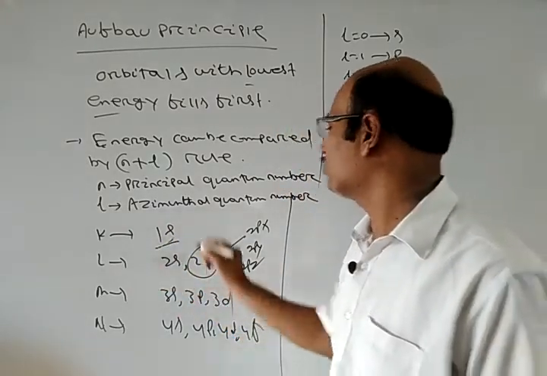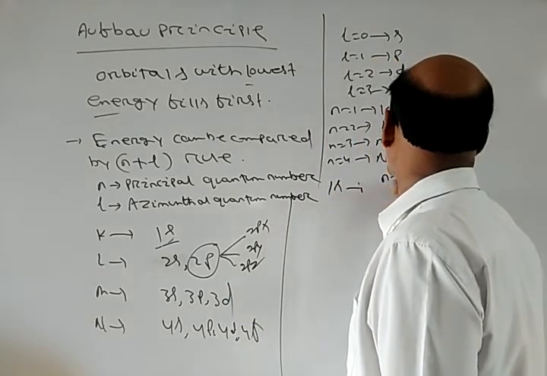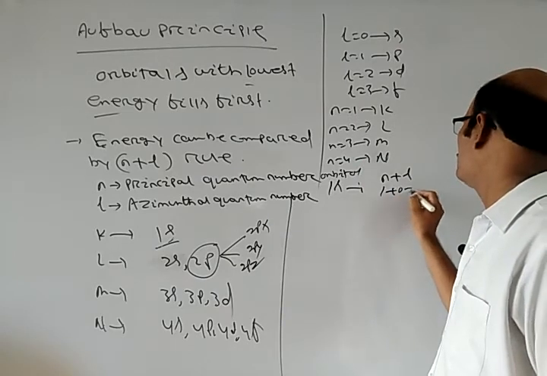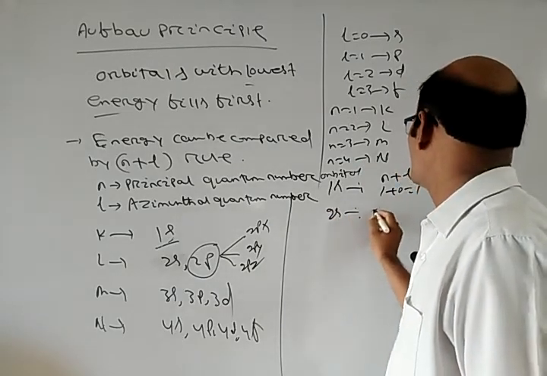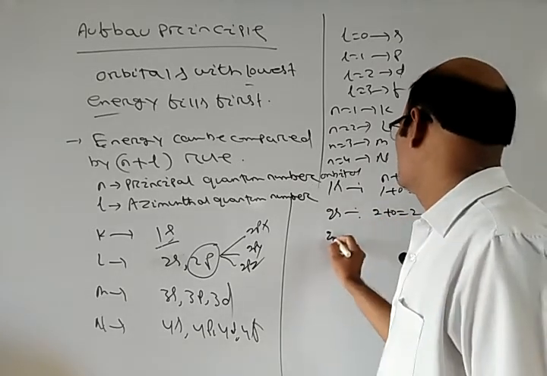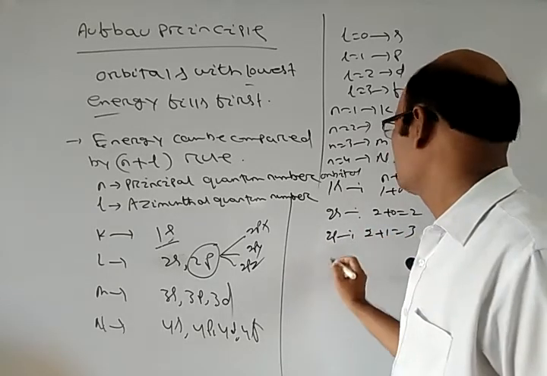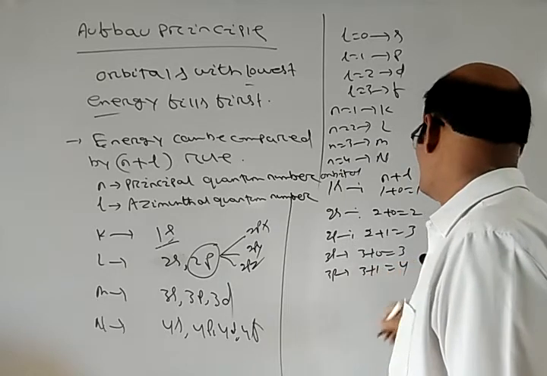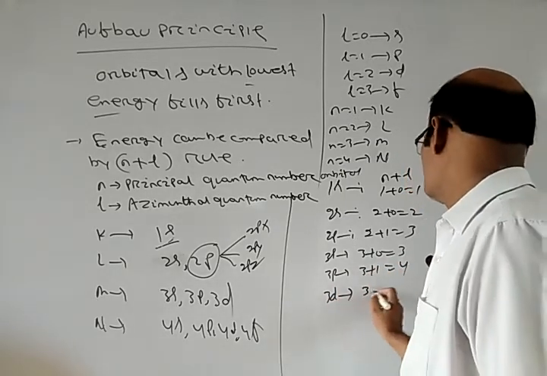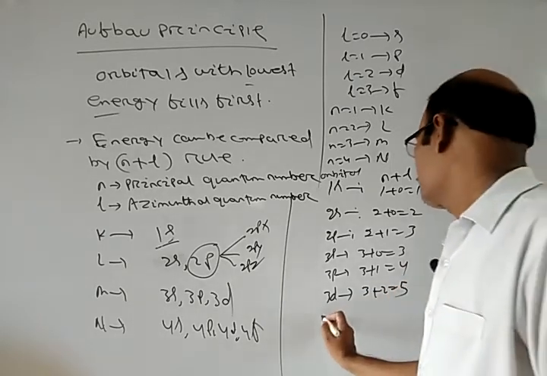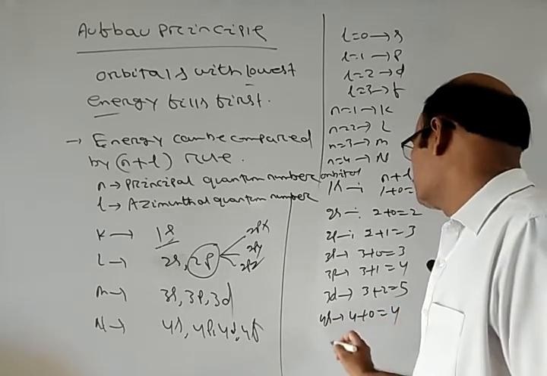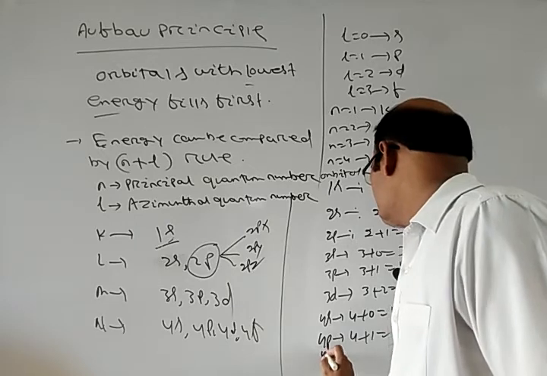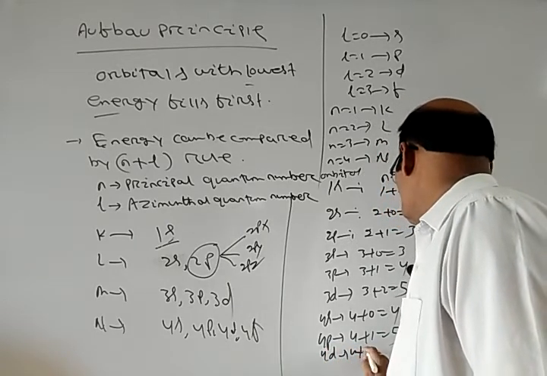So here if I calculate n plus l for each orbital: 1s, 1 plus 0 equal to 1. 2s, 2 plus 0 equal to 2. 2p, 2 plus 1 equal to 3. 3s, 3 plus 0 equal to 3. 3p, 3 plus 1 equal to 4. 3d, 5. 4s, 5. 4d, 4 plus 2, 6.